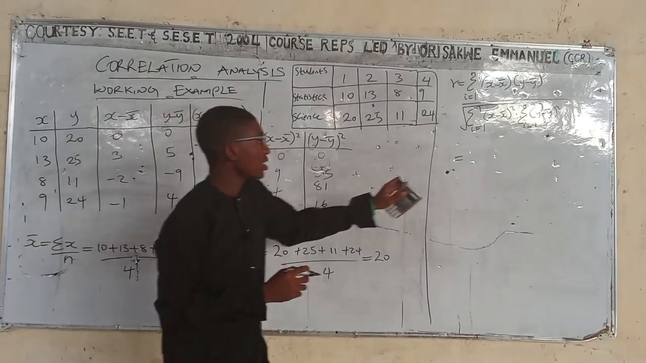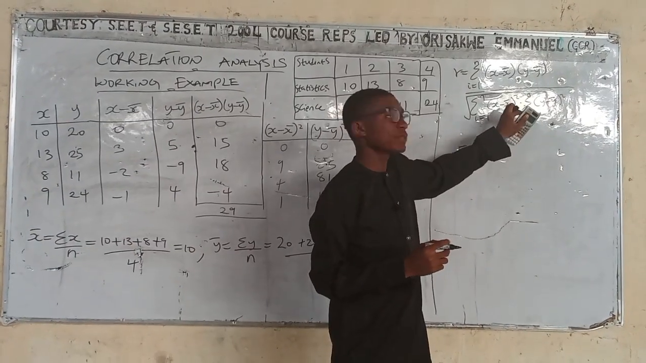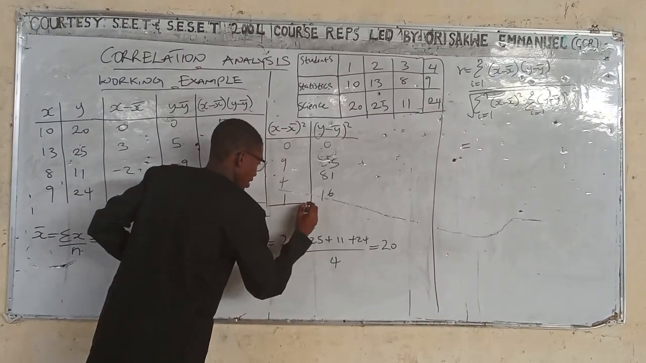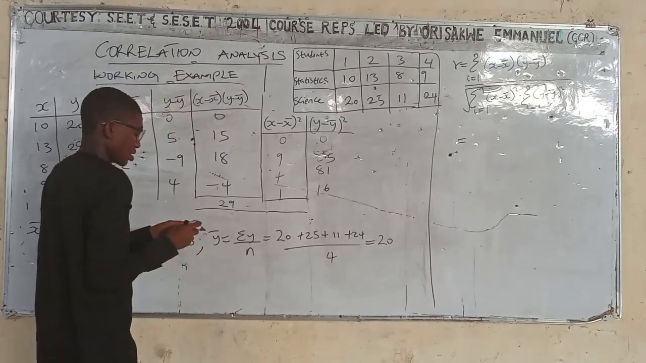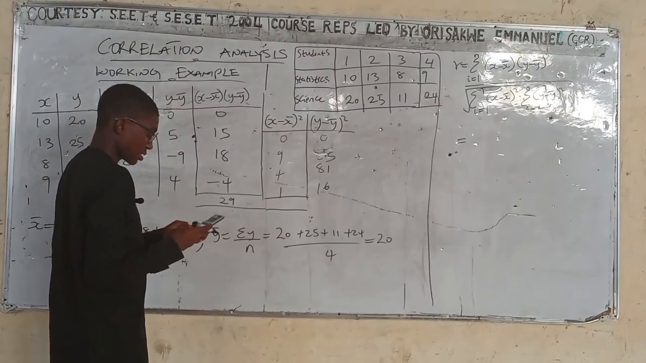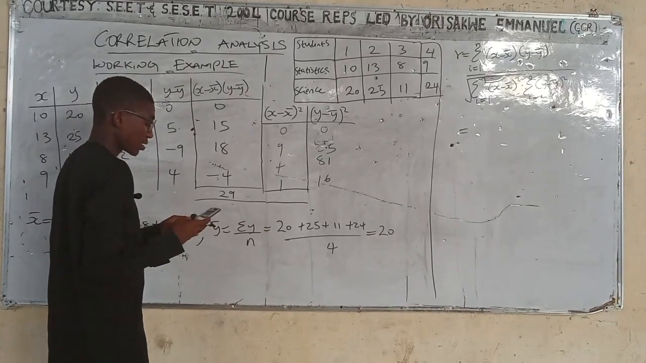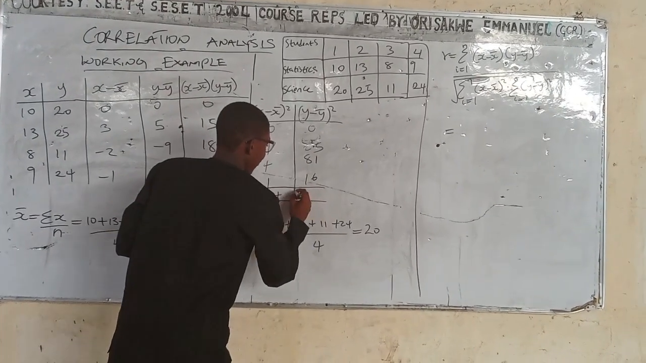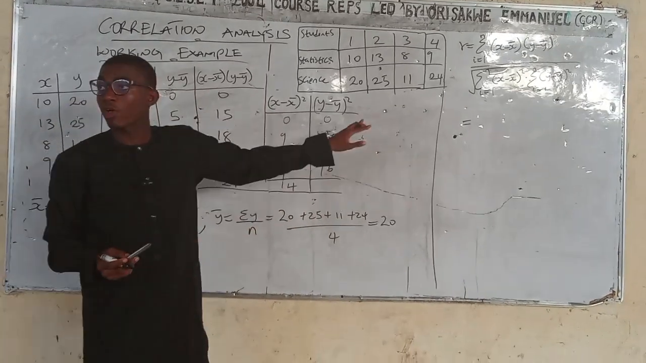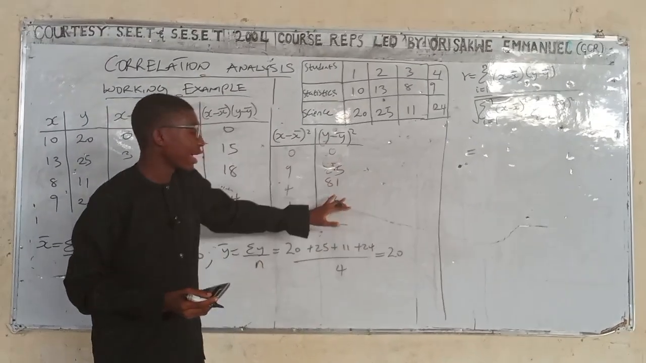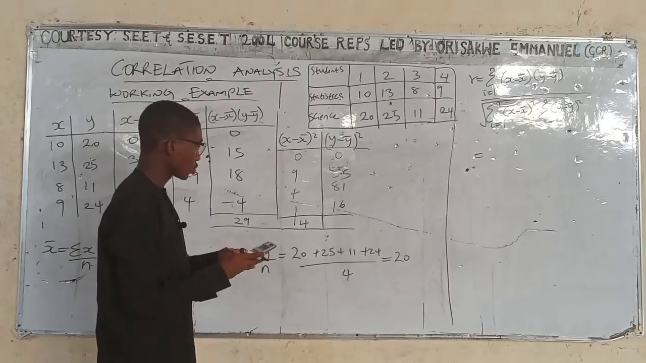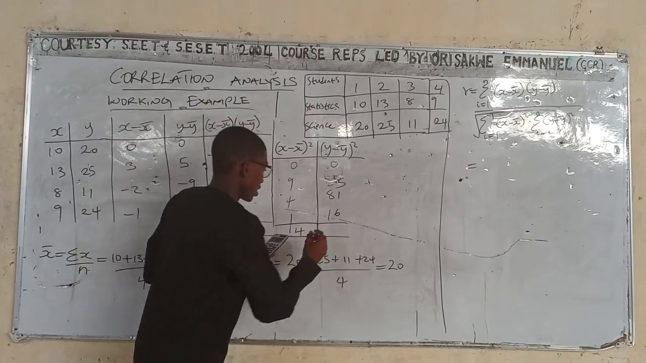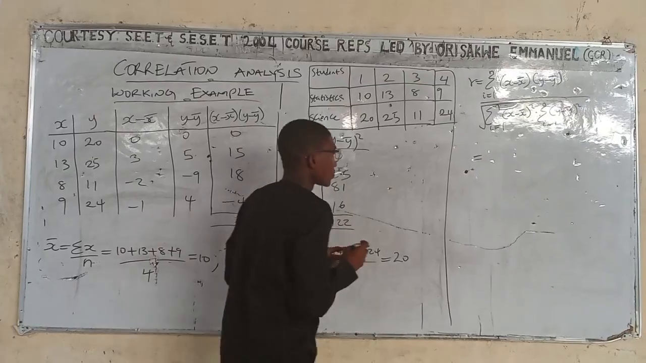You go to the next one. We have summation x minus x bar squared. So you come, summation x minus x bar squared is here. You sum it. That is 0 plus 9 plus 4 plus 1. Here is 14. And finally, we have summation y minus y bar squared. You come here and you sum it, which is 0 plus 25 plus 81 plus 16. That is 122.